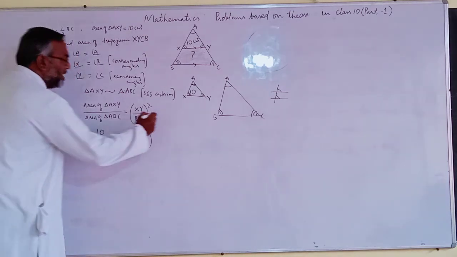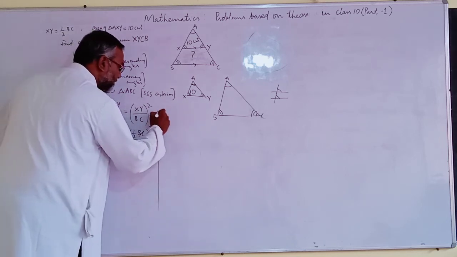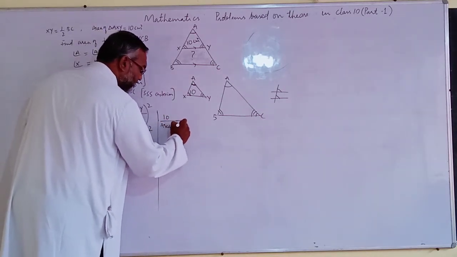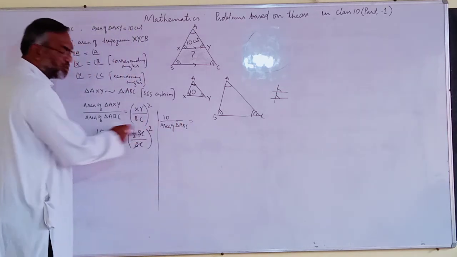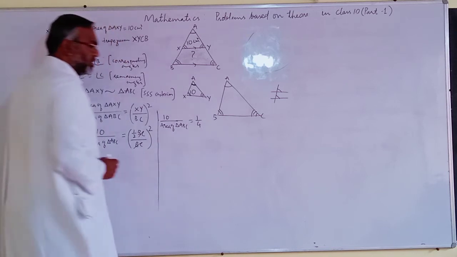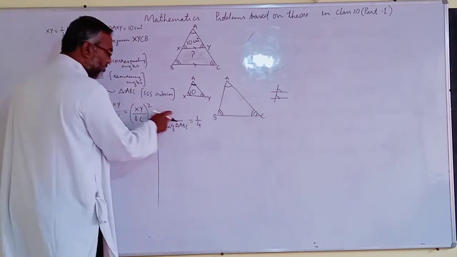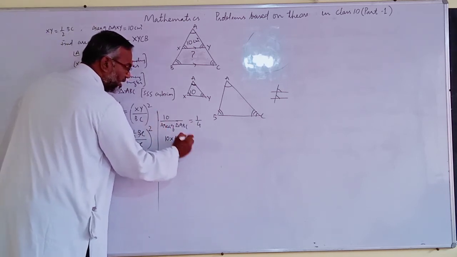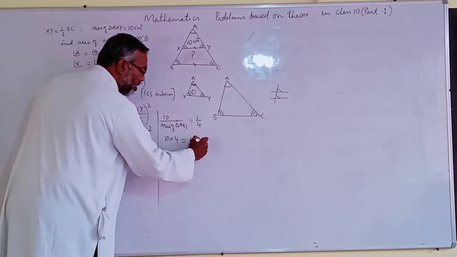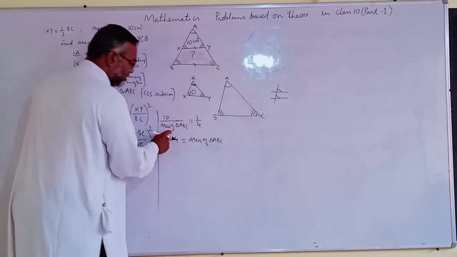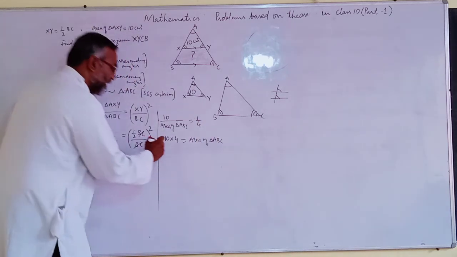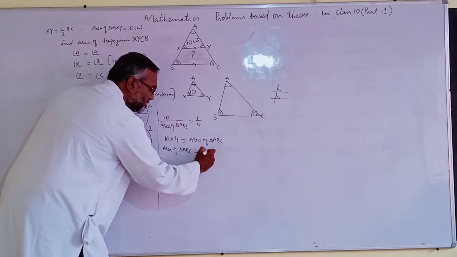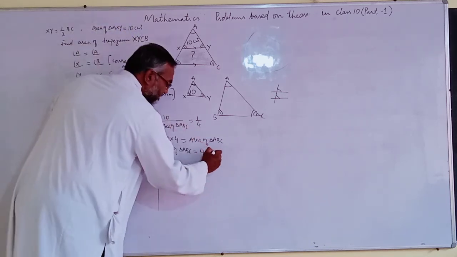So area 10 divided by area of triangle ABC will be equal to 1 by 2 square. 1 by 2 square is 1 by 4. Now cross multiply. Take this 4 here, area of triangle ABC there. So 4 will multiply with 10, and 1 into area of ABC will be area of triangle ABC. 1 into anything is the same, right? Therefore, area of triangle ABC is equal to 40 square centimeter.